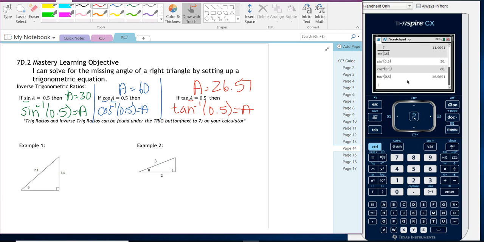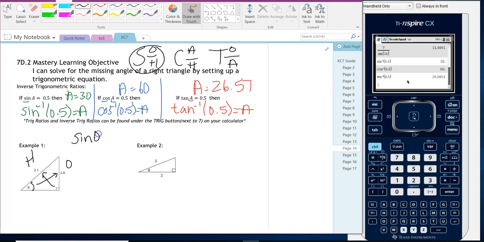So looking at example number 1, already looking at what we have. This is my theta. Obviously that's unknown, but from my theta, I see that this is my opposite side, and that's my hypotenuse. And the only things that I have here are O and H. So again, using our trig ratios, our SOHCAHTOA, the only one that has O and H is sine. So that's what I'm going to set up.